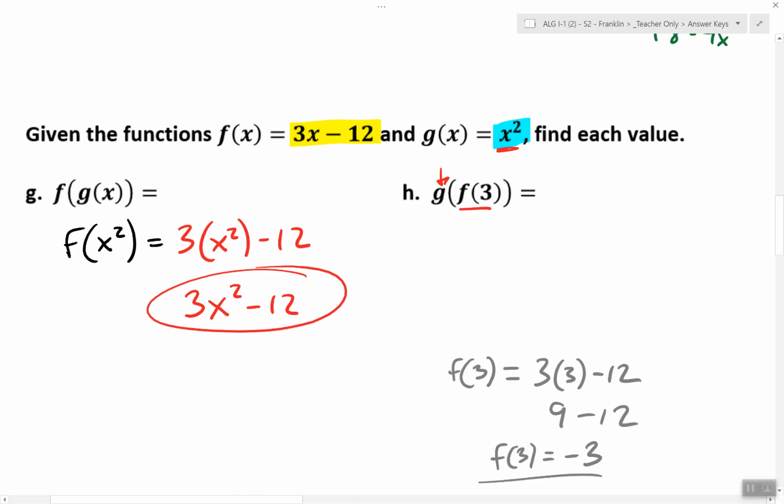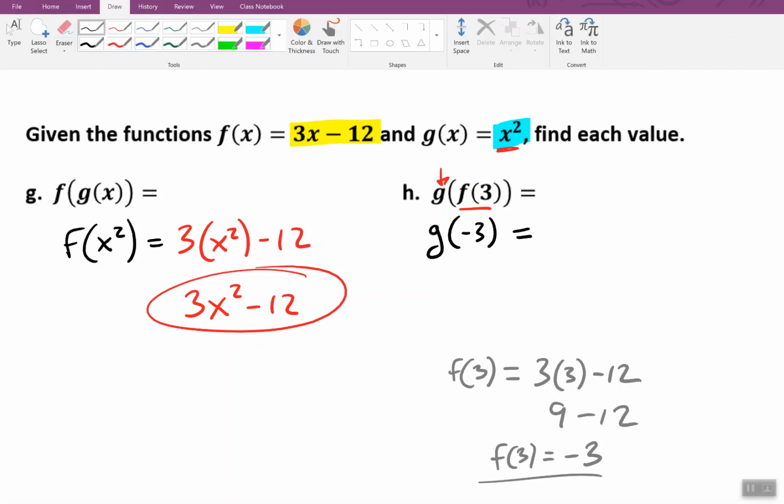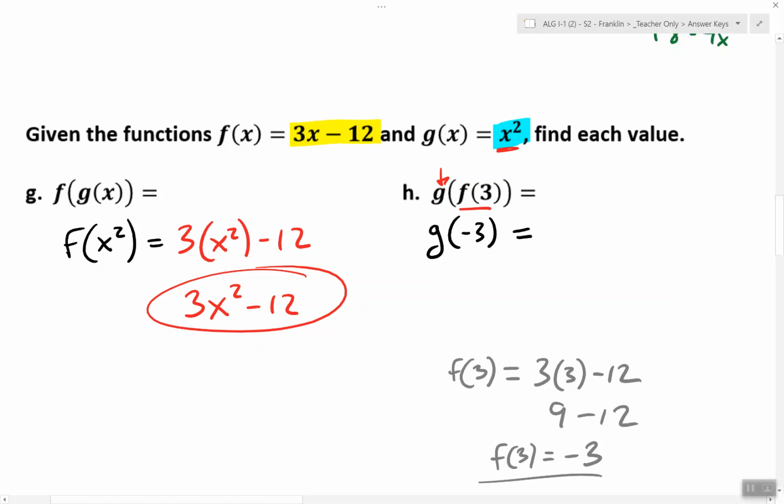So now I can go back to my problem, and instead of g of f of 3, now I know that f of 3 is equal to negative 3, so I can just do g of negative 3. So I find my answer for f of 3, and I plug that into the g function. So that's negative 3 squared, which is 9. Negative 3 times negative 3 is positive 9.